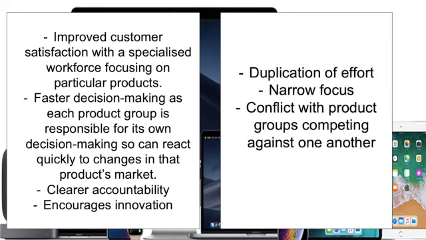But again, as I've mentioned before, duplication of effort. Again, there could be internal conflict because of competition. And it could be a little bit of a narrow focus.